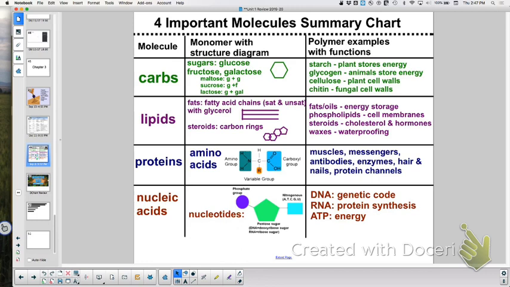Now, we know DNA is our genetic code. RNA is all about protein synthesis. And ATP is 3-phosphate. So instead of just adenine ribose phosphate, it's adenine ribose phosphate, phosphate, phosphate. And we know ATP is produced through cellular respiration.